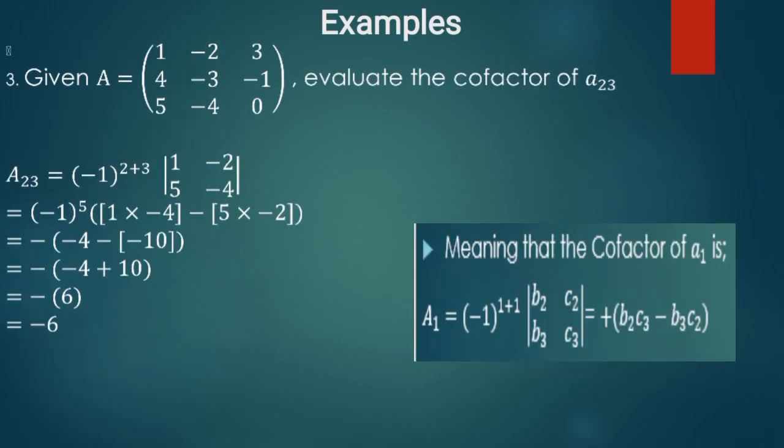So now we have an example before us again. In this example, we're given a 3 by 3 matrix, a square matrix. You know what a square matrix is now, meaning that it has an equal number of rows and columns. And we're told to evaluate the cofactor of A23.